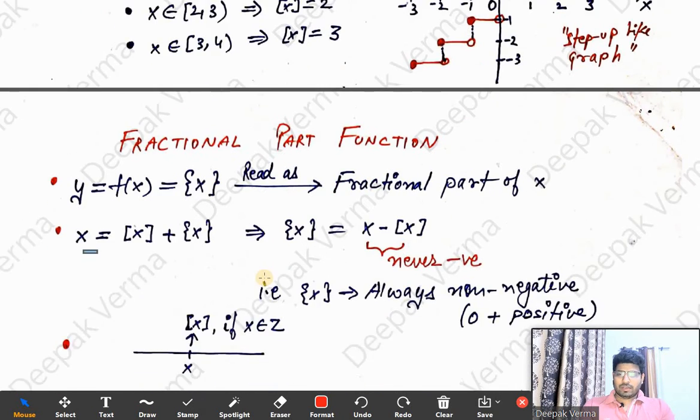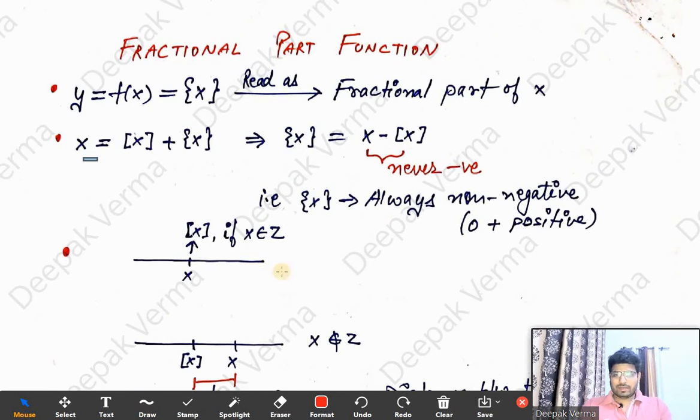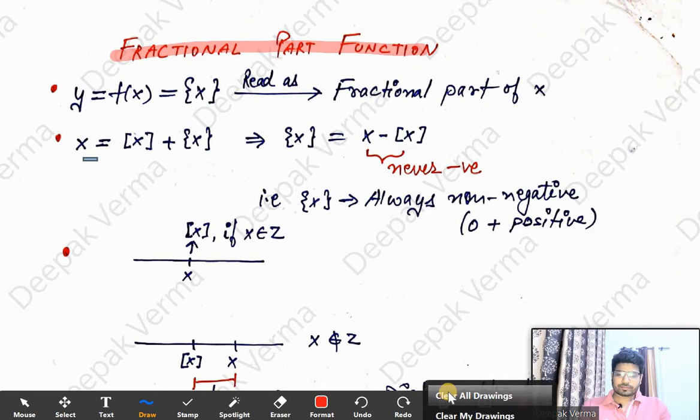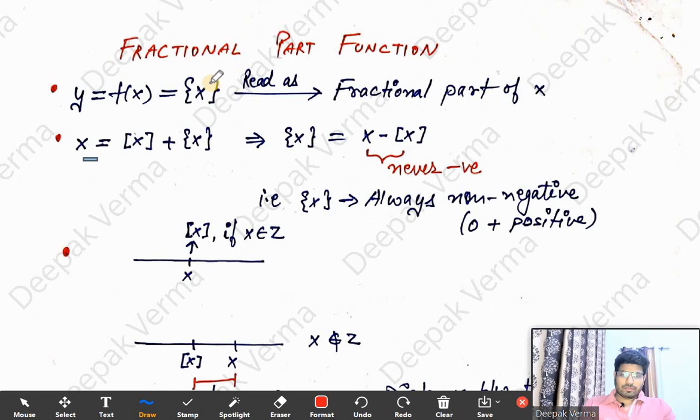Okay, now let's move ahead. Next we have the fractional part function. Fractional part function is represented like x enclosed in curly braces. Got it? This is its representation. So we can say y equals f(x) equals the fractional part function. We read it as the fractional part of x.